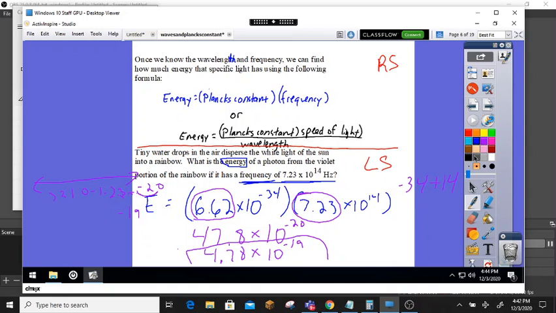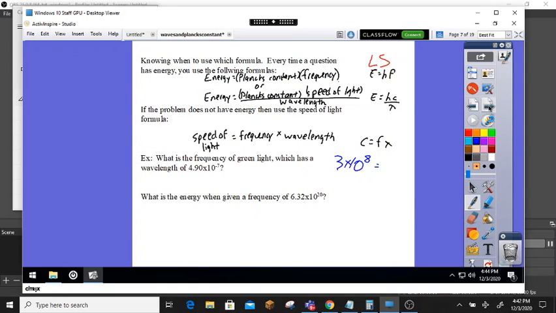Okay, let's do another example. All of this is going to go on the left side of your notes. You're going to have to leave some space here.